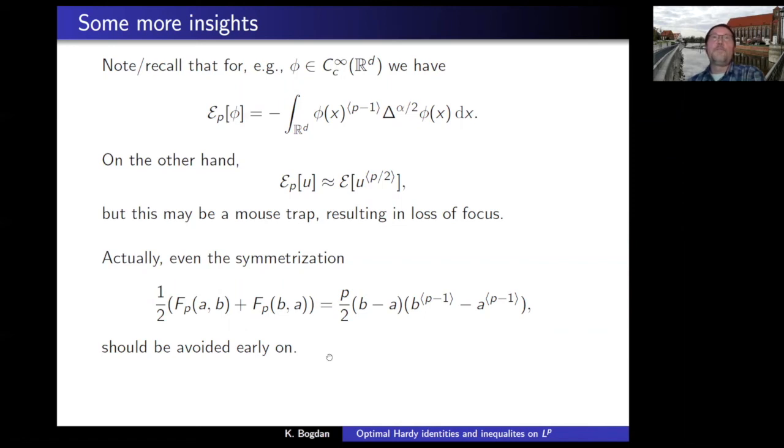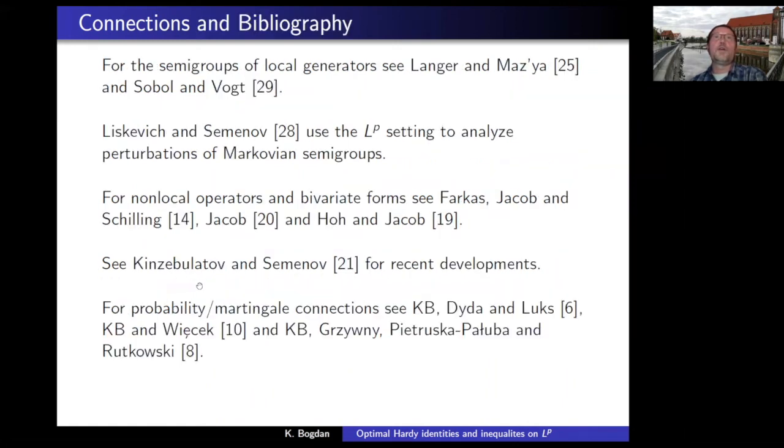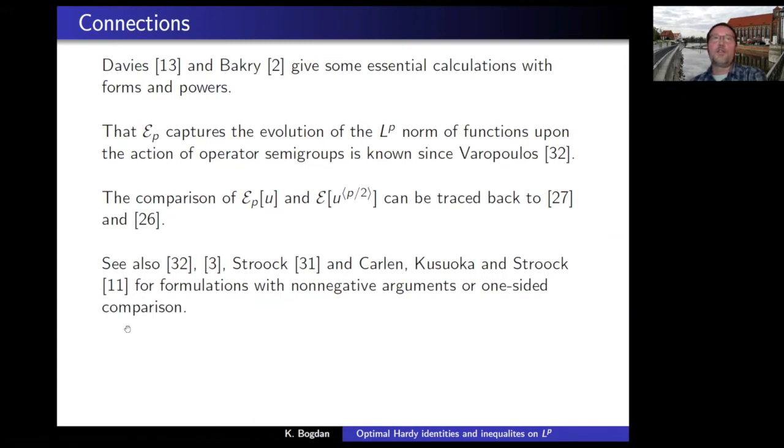the symmetrized version. Okay, here I have some connections to the existing literature, and that's a very large body of papers. There are some basic calculations with forms and powers. Varopoulos, that's the 70s, if I'm not mistaken, already used this E_p to capture the evolution in L^p of functions under the action of operator semigroups. The comparison of E_p of u and E of u^(p/2) can be traced back to papers of Semenov and Liskevich. And there are papers of Stroock, the famous paper of Carlen, Kusuoka, and Stroock, for instance, and these papers were cited already, but I don't remember the authors here. And this is about one-sided comparisons. Sometimes people initially were a bit afraid about the signs.